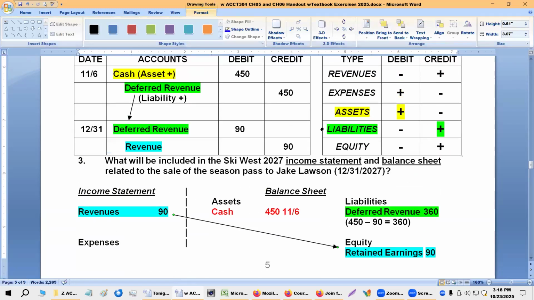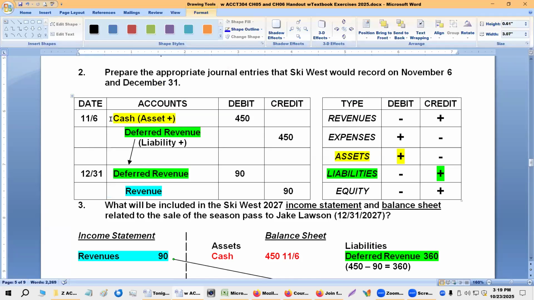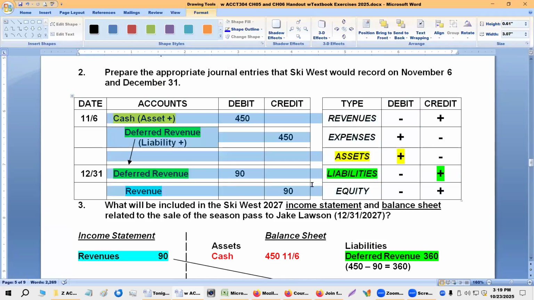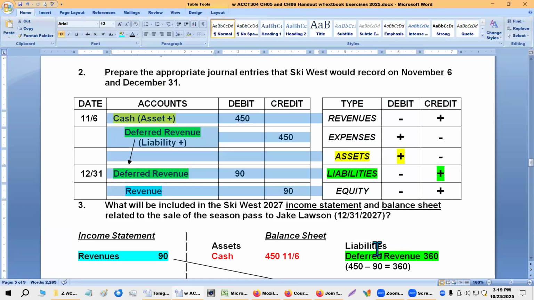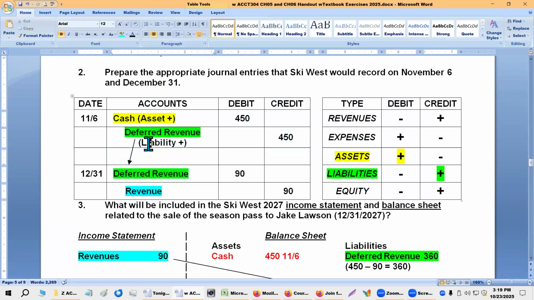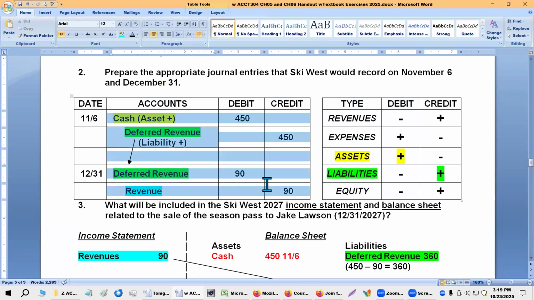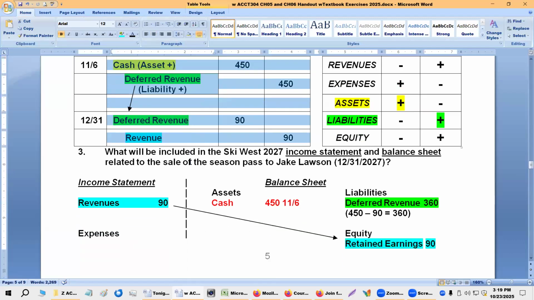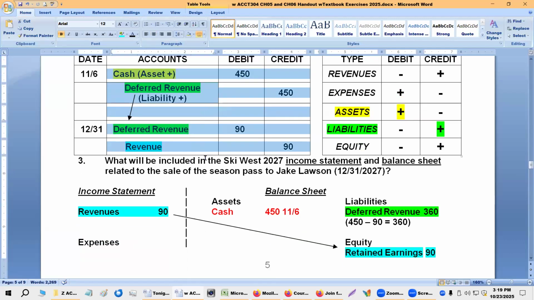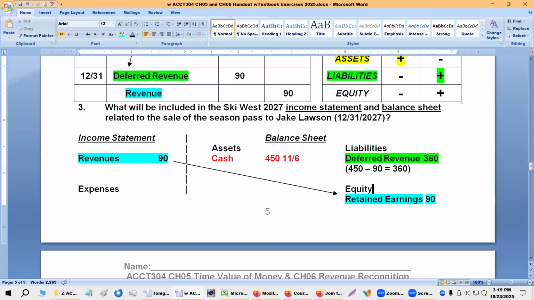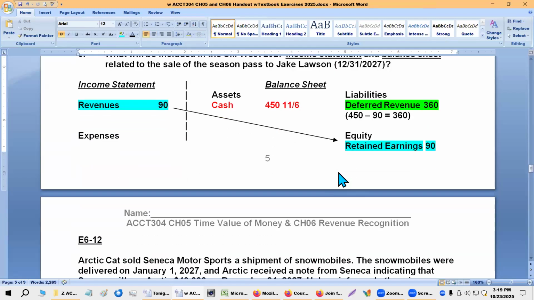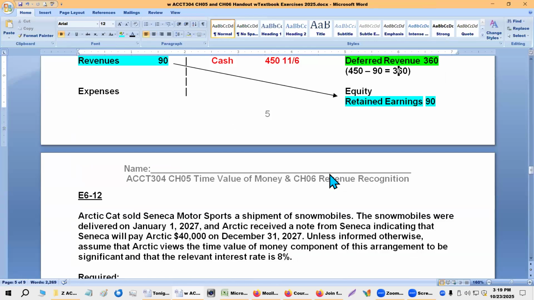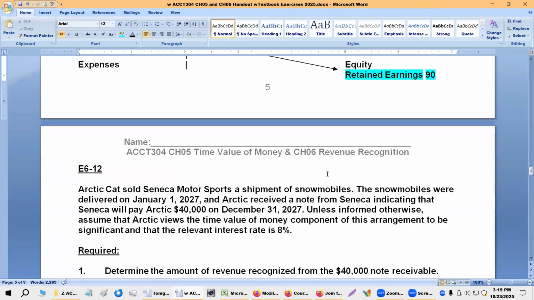Now, truthfully, if your journal entries balance, this is going to balance. Even if this is incorrect, it'll still balance. You put in the wrong account, it'll still balance, as long as your debits equal your credits. But this is kind of how it goes, that 90 in revenues will end up going into retained earnings, and that will be the total. Question on that?